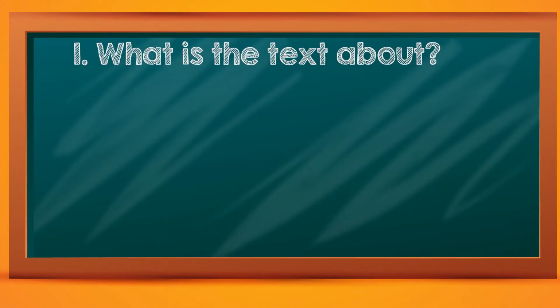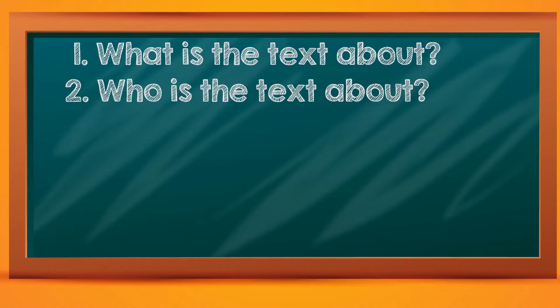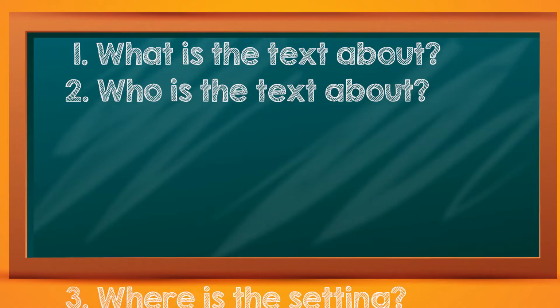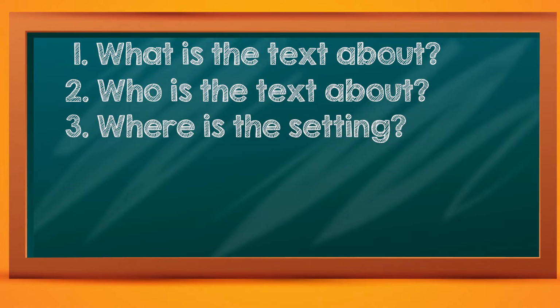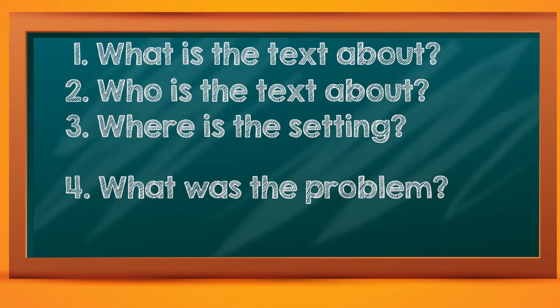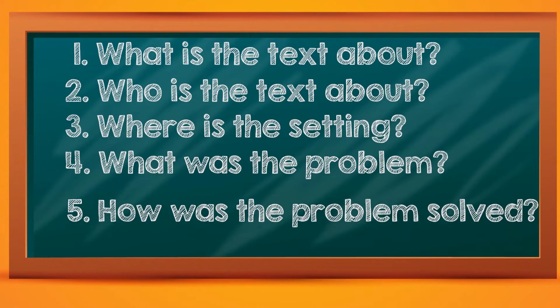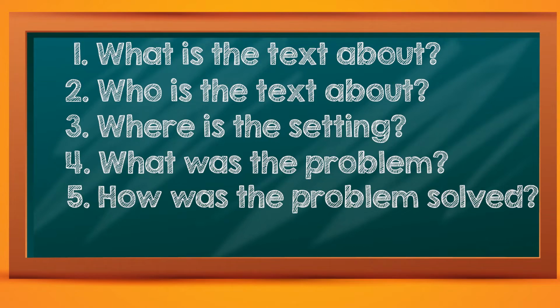When reading a passage, we must look at the what, why, who, where, how questions, even when. Now, I'm sure that you remember our lesson on those types of questions. What is the text about? Who is in the text or who is the text about? Where is the setting or where is the story or event happening? Where did it take place? What was the problem? How was the problem solved? And why did all of this happen?